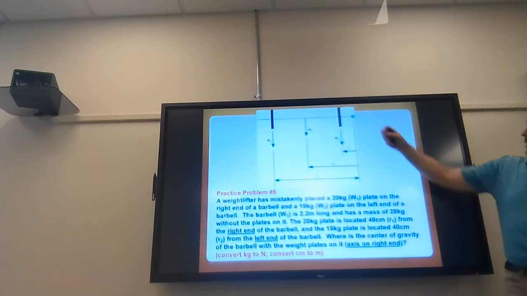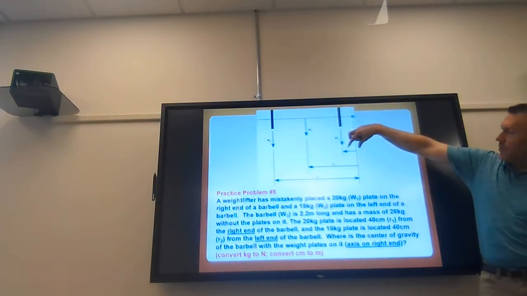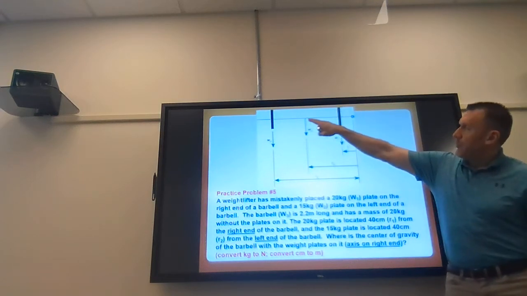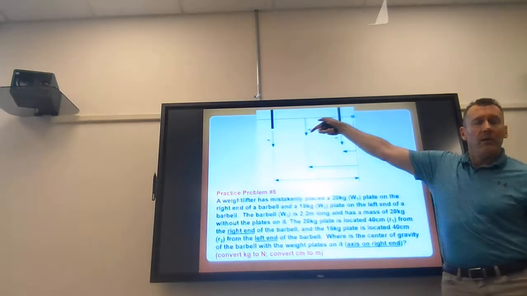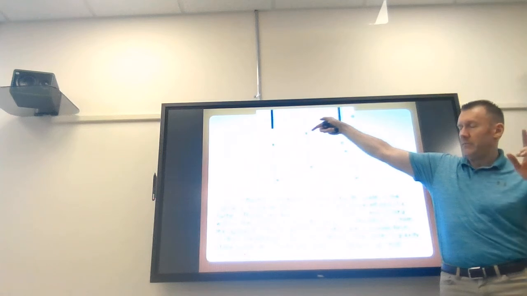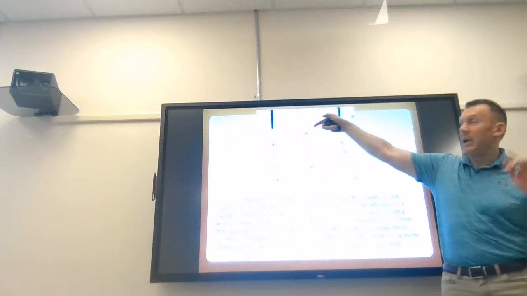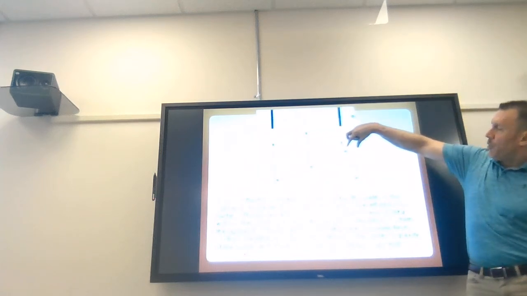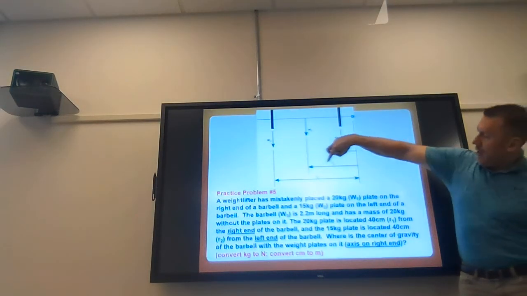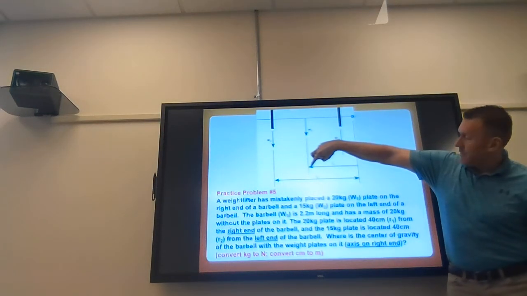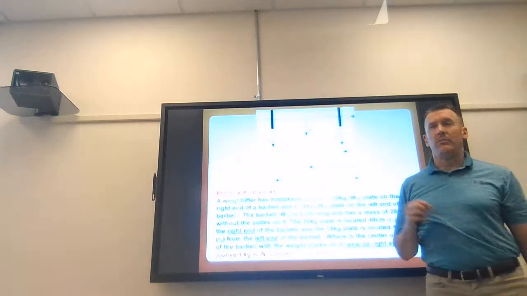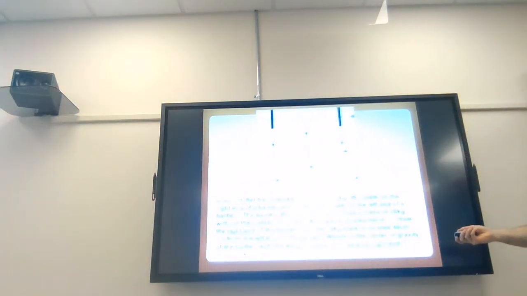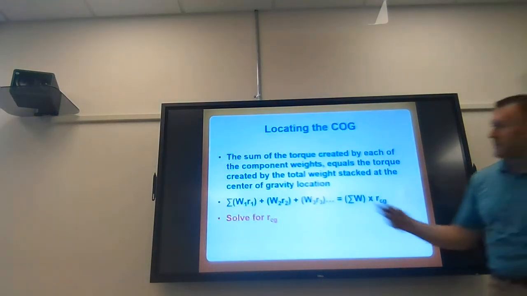So you've converted all of your moment arms. So this point in the middle, if a barbell is 2.2 meters, what would the point in the middle be? 1.1. So we have everything we need. We have our moment arms, 0.4 meters, 1.1 meters, and 1.8 meters.